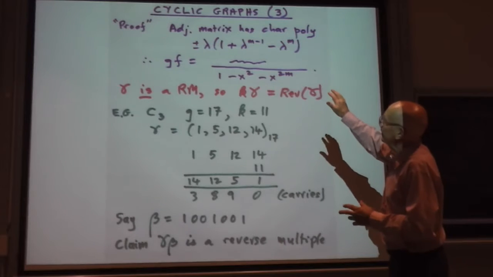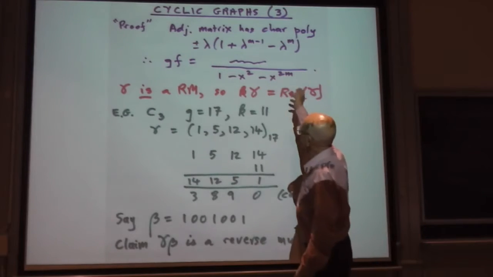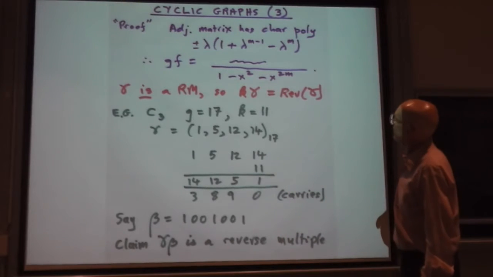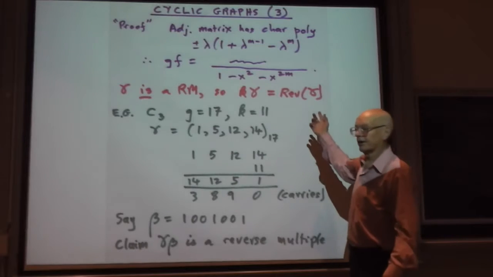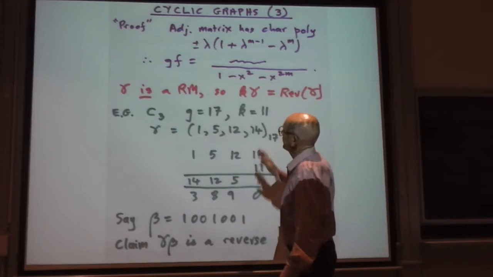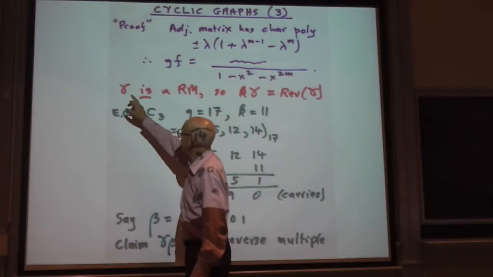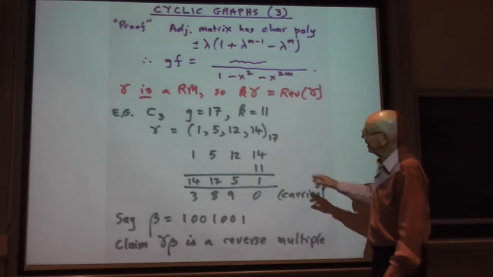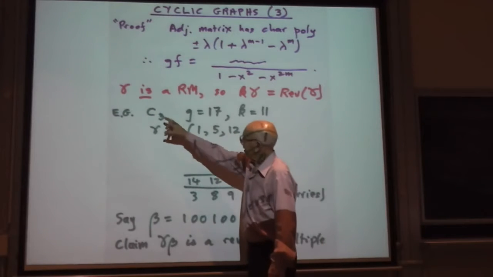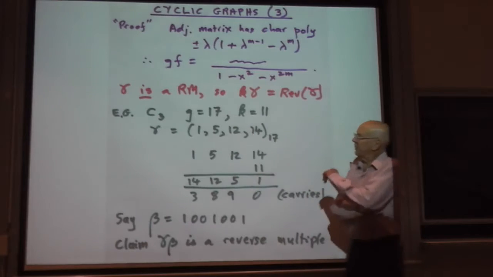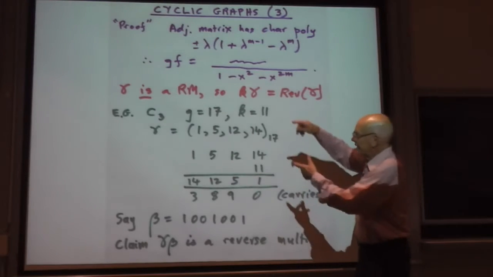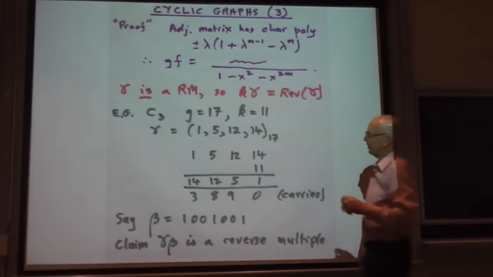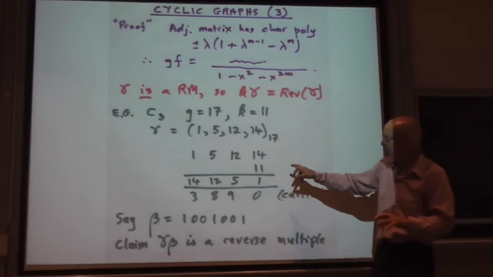You can, first of all, look at the adjacency matrix, and you can get the denominator easily, trivially, from the characteristic polynomial of the adjacency matrix. Now, we know we have a reverse multiple, gamma, from reading it off the diagram, which we're assuming to exist. So let me do an example. The cyclic one, C3, the first example is base 17 multiplier 11. And if you read it off the diagram, you get gamma as 1, 5, 12, 14 to the base 17. Now watch what happens when we multiply by 11.